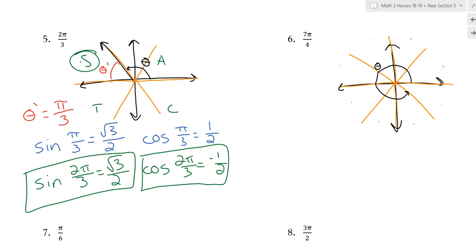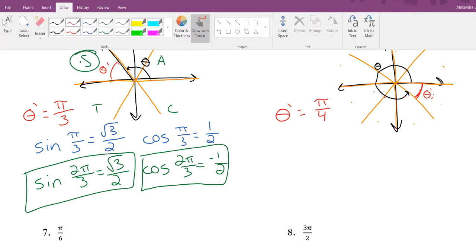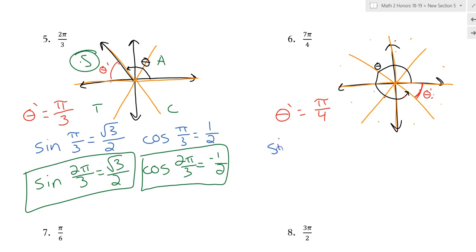So then the rest, right, this is closest to here. Again, it's the x-axis that it's closest to. It has nothing to do with your y-axis. So that's theta prime. So then theta prime equals pi over 4. It's one section out of 4, right? Then using our unit circle, sine of pi over 4 is square root 2 over 2. Cosine of pi over 4 is square root 2 over 2.